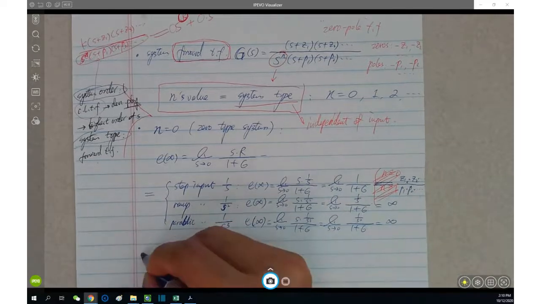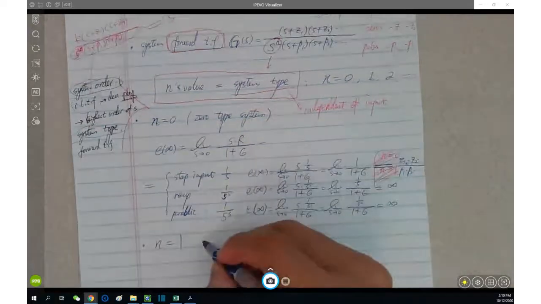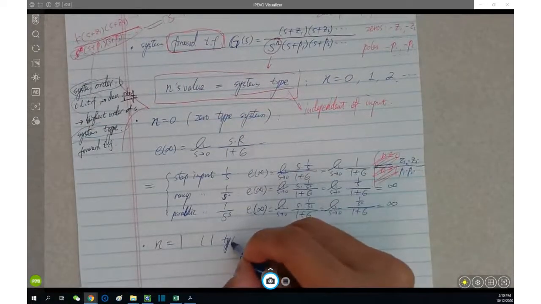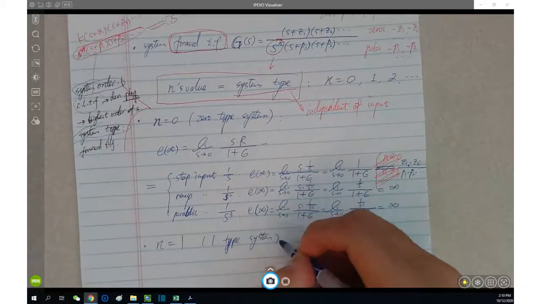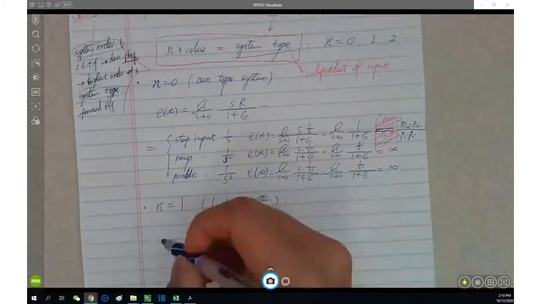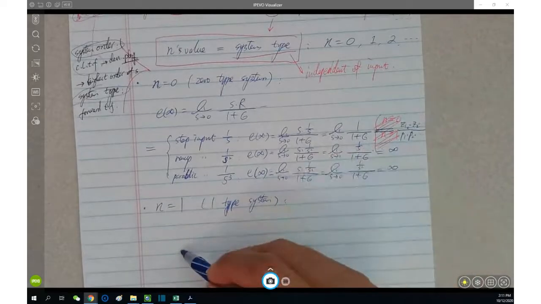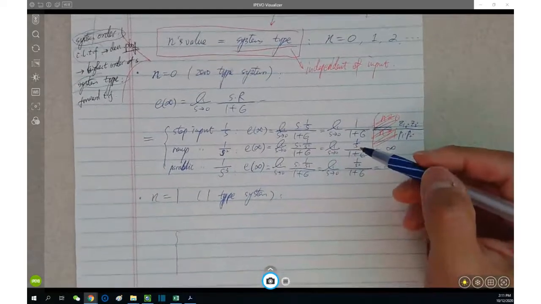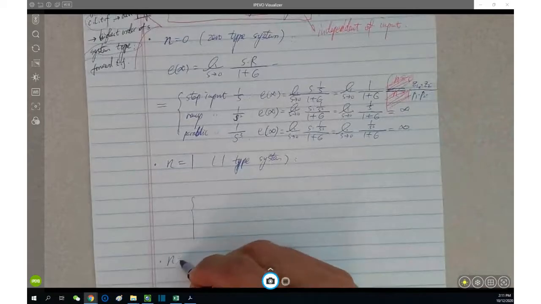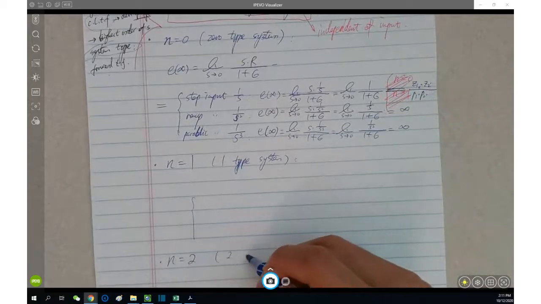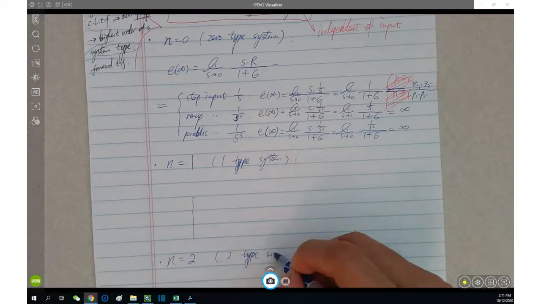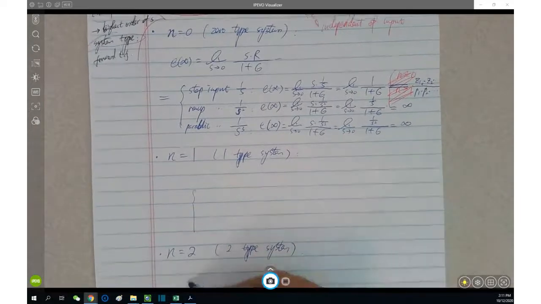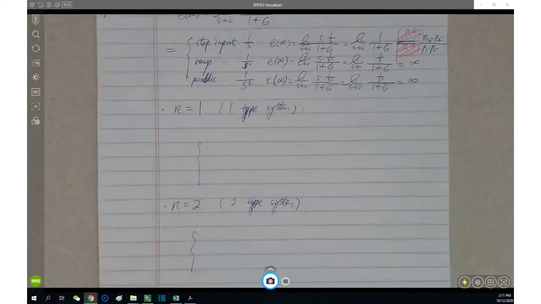And we're going to be able to do what? The 1 type system for 3 different inputs, and the 2 type system with 3 different inputs once again, right? So on and so forth. So this is the idea.